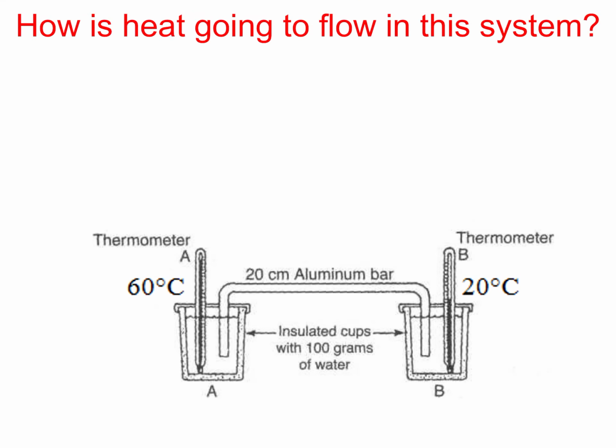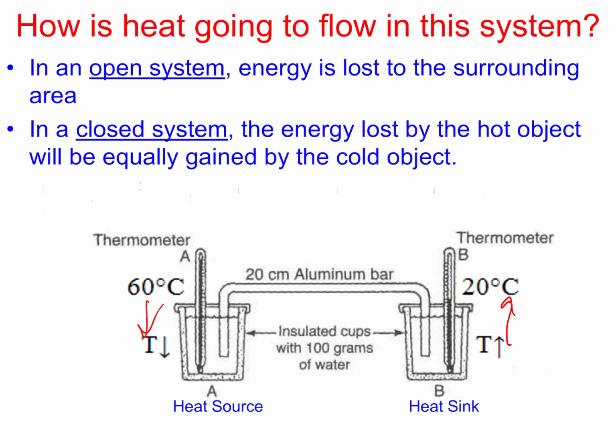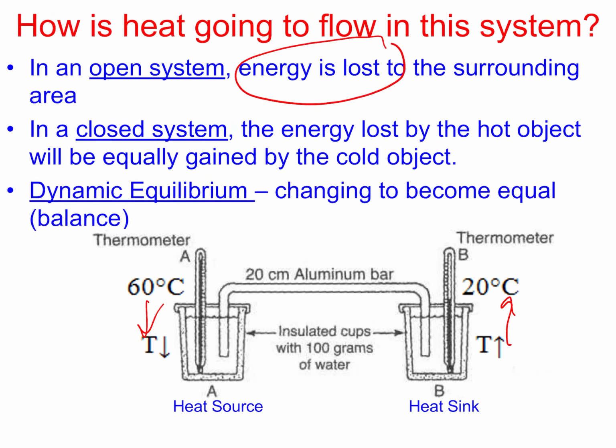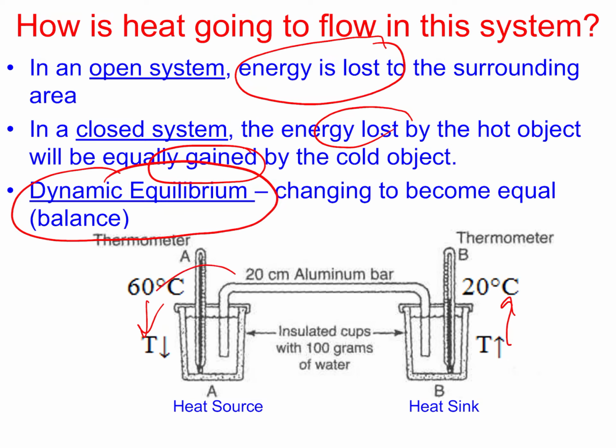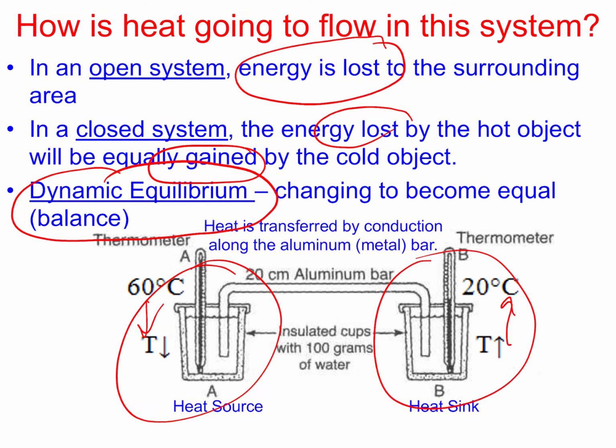So here we go. Heat source to the sink, which is what we just said. This temperature is going to get colder, right? Because it's losing heat. This one's going to get hotter because it's gaining heat. Open system, some energy will be lost, which is what this is. If it's a closed system, the energy lost is 100% gained by the colder object. So they will end up at dynamic equilibrium. So the goal is to have cup A and cup B be the same temperature. All right, that's what dynamic equilibrium would be.